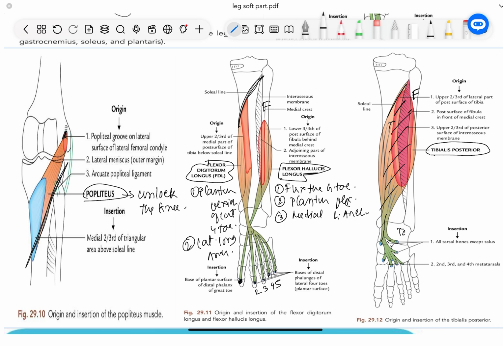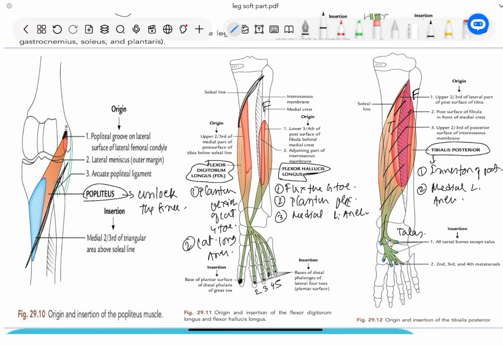Everywhere it will be inserted except to the talus. It has insertion tendon slips everywhere except to the talus. What is its function? Tibialis posterior is the inverter of the foot. Tibialis anterior is also an inverter of the foot. Tibialis posterior also helps in maintaining the medial longitudinal arch. Tibialis anterior also maintains the medial longitudinal arch. So the medial longitudinal arch is maintained by the tibialis anterior, tibialis posterior and flexor hallucis longus.